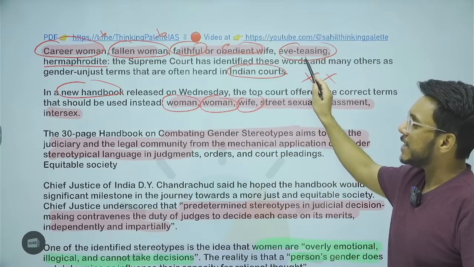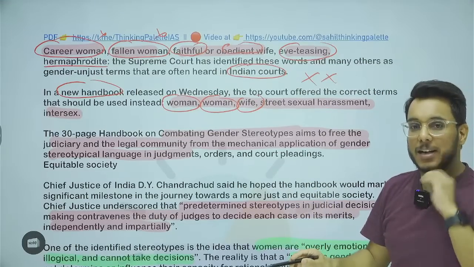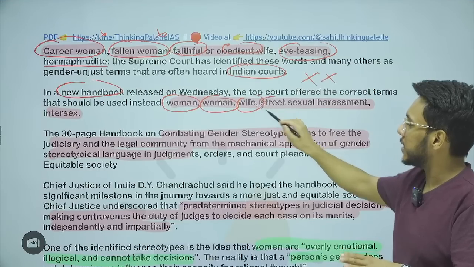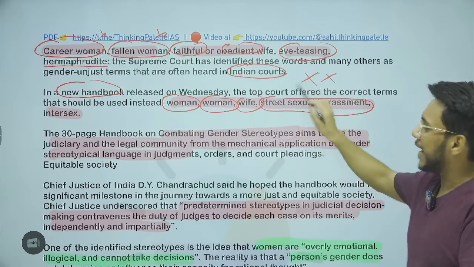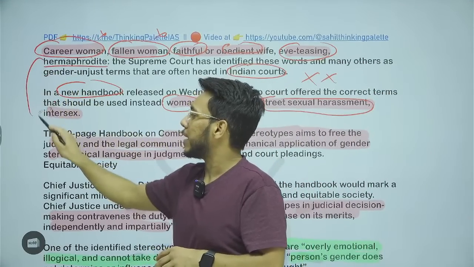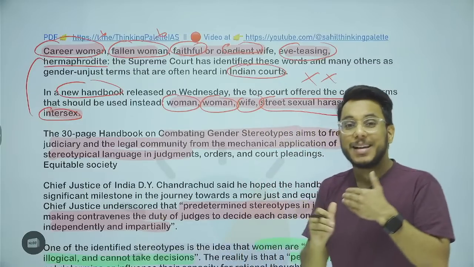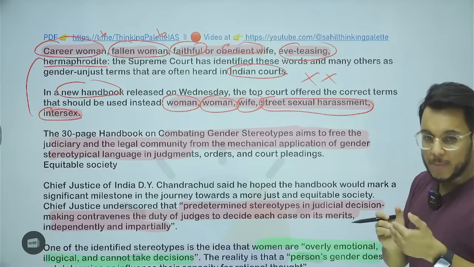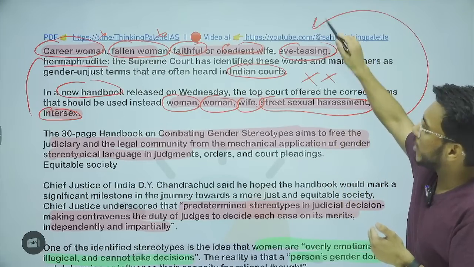Wife. Then Eve teasing. You might know Adam and Eve; Eve refers to women. Instead of Eve teasing, the words street sexual harassment will be used, and in place of hermaphrodite, the word intersex will be used. So words which have more dignity will be used in place of these derogatory terms.